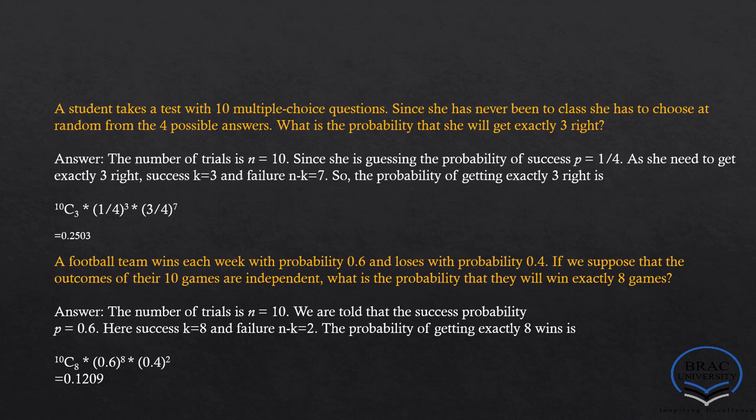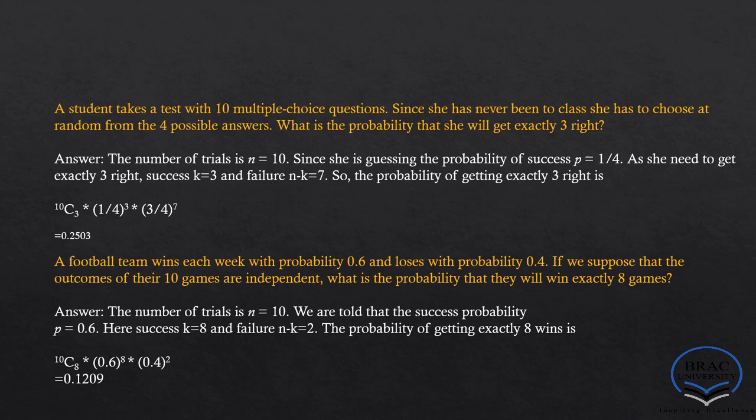So what is the probability of getting 3 right? First is nCr, that is 10C3, p to the power r, that is (1/4)^3, and (1 - p) to the power n minus r. 1 minus p is 1 minus 1 upon 4, that is 3 upon 4, to the power 10 minus 3, that is 7.